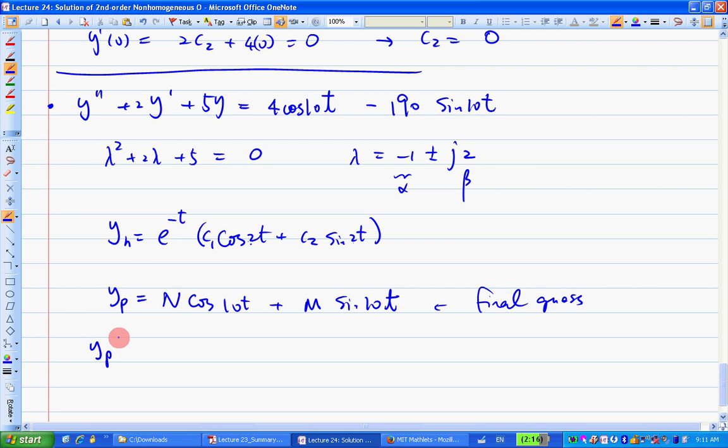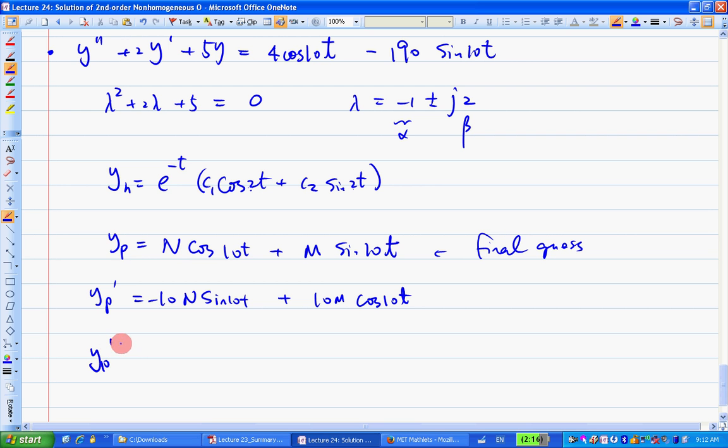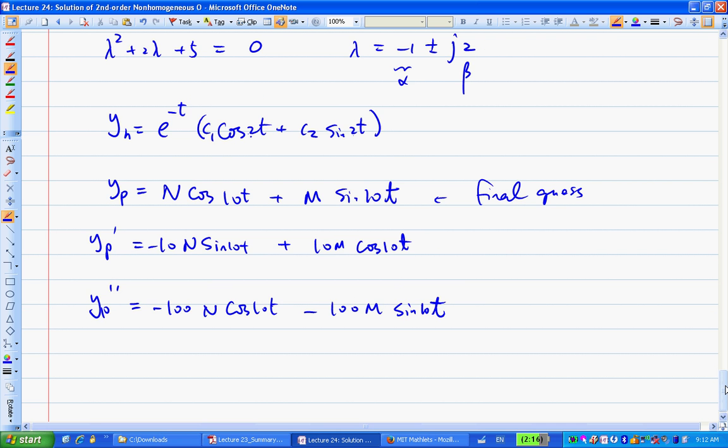And I'm going to calculate yp prime and yp double prime. So yp prime is negative 10n, 10m, okay, and yp double prime, so be careful with this one here, that's going to be negative 100, minus 100. Okay, yp prime, yeah, so it's a relatively long expression.